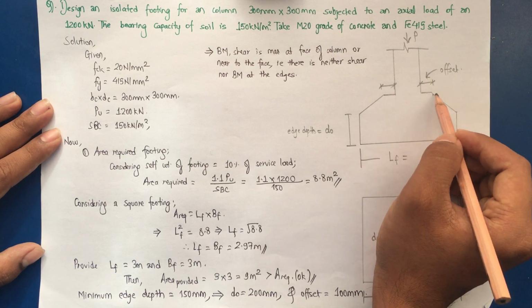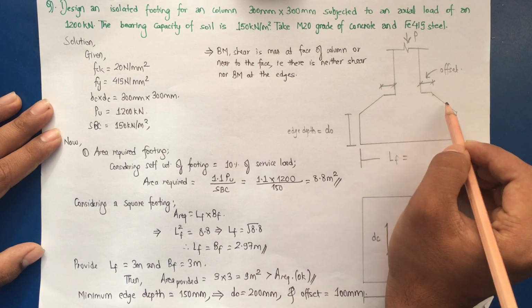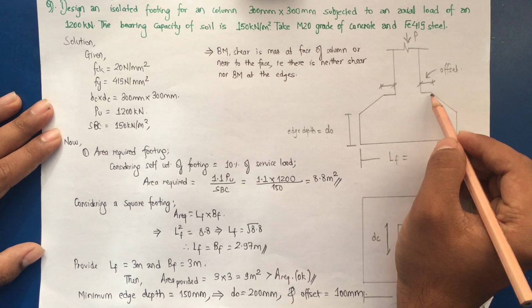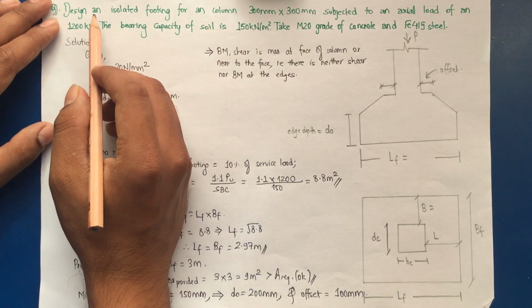Hence the slope or the depth of the footing is reduced linearly towards the edge, considering that the excess concrete can reduce the cost of the footing. Now let us go to the question.